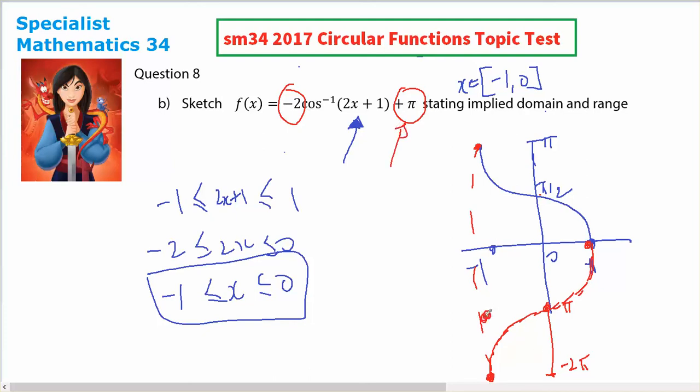Then pi gets added to it. So we move up, from -pi all the way through to pi. Therefore my implied range is -pi to pi. Now this isn't my final graph because I have this dilation and translation occurring as well.